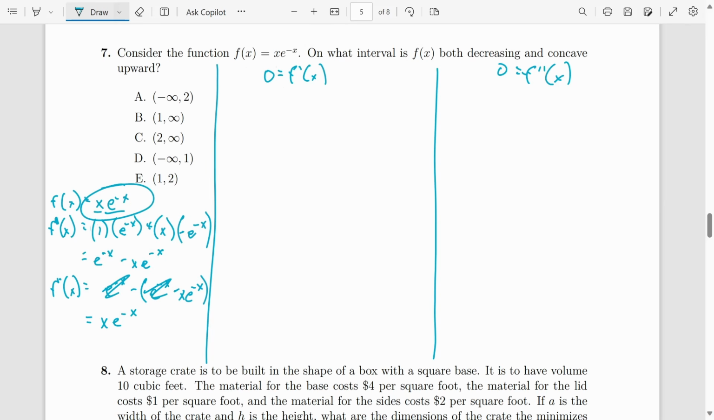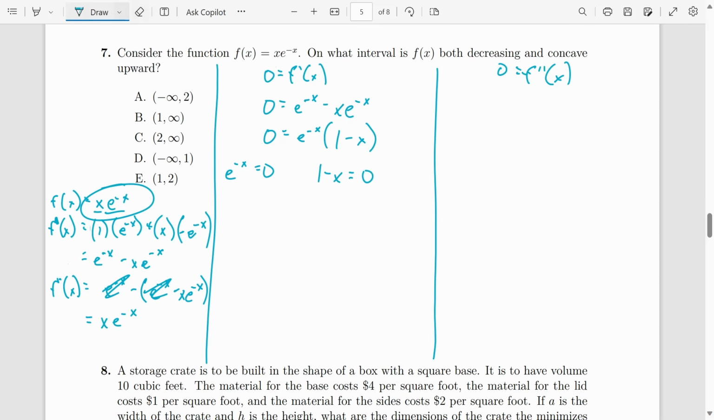So we'll start with the first one. Let's do critical points. We can set e to the negative x minus x times e to the negative x equal to 0. Now solving for x, looks like we can take out an e to the negative x from both of these terms. So this is e to the negative x times 1 minus x. Now we could set both of these terms equal to 0, make two different equations. So e to the negative x equals 0, and 1 minus x equals 0.